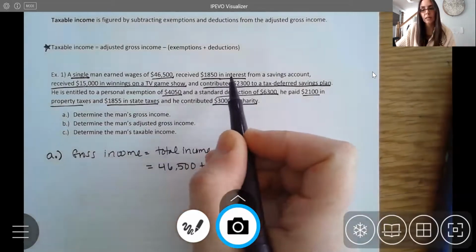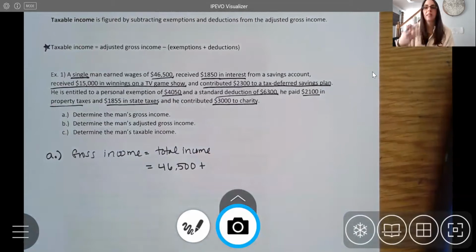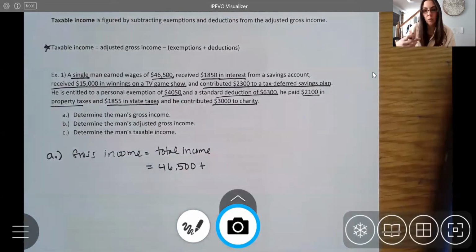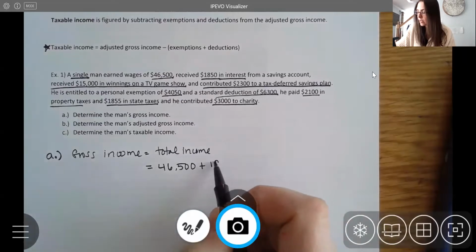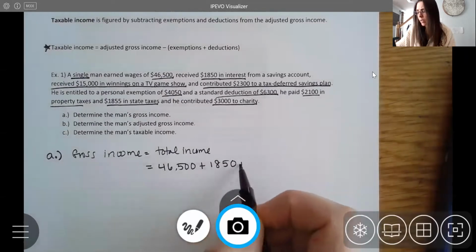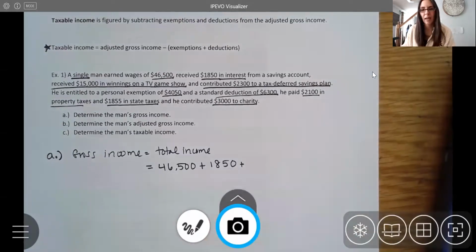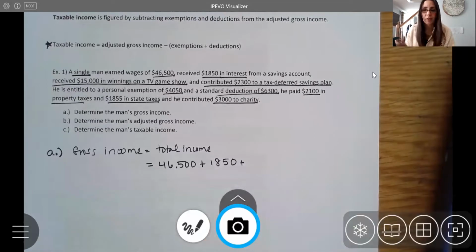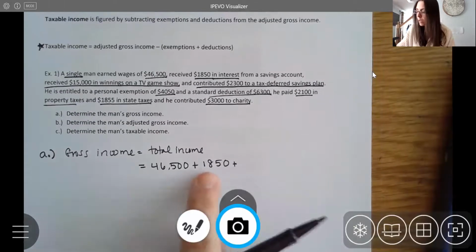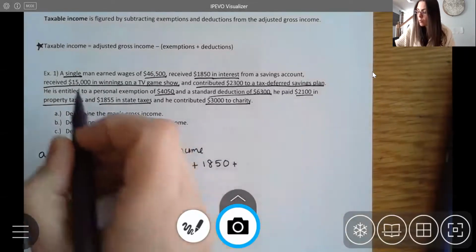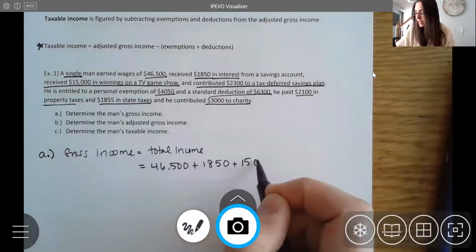So interest is money. It could go either way, but if you have a savings account, it's money that the bank is paying you for keeping your account with them. So this is an earnings. This is a lot too. So he must have a lot of money in a savings account if he's earning this much money. Most people probably earn something negligible, a few dollars, $30, $100, something like that. And then he also won $15,000 on a TV show.